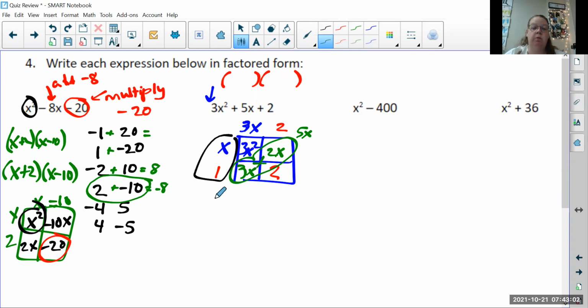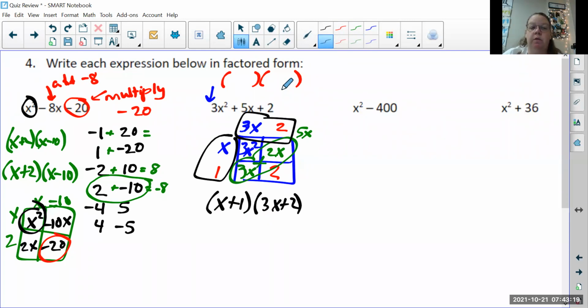This is one of my groups. So in one group, I'm going to write x plus 1 because it's a positive 1. And then in my other group, I'm going to write 3x plus 2. And there's my answer.